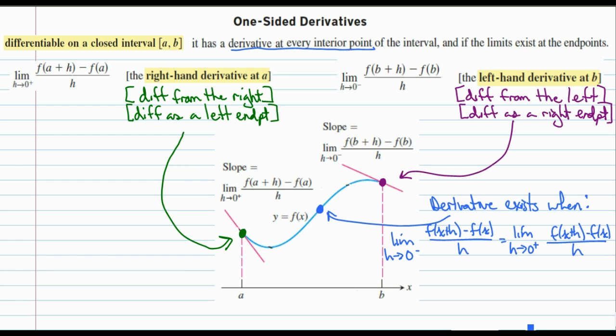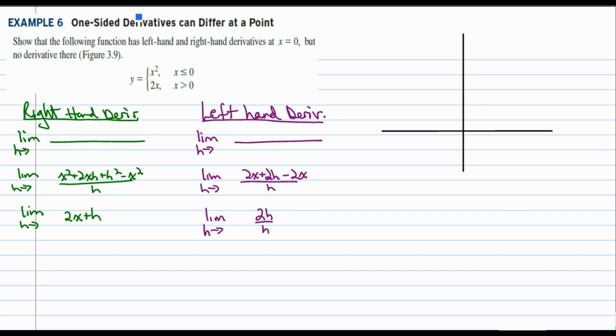Now this information is going to be used in different situations. In this example here, we're going to show that a function has a left-hand and a right-hand derivative, but no derivative. So in other words, we're going to show that an interior point does not have a derivative. So in example 6, I'm going to start by drawing this piecewise function, and then I'm going to show that it has a left-hand derivative and a right-hand derivative at x equals 0, but the derivative itself, so the two-sided derivative, does not exist.